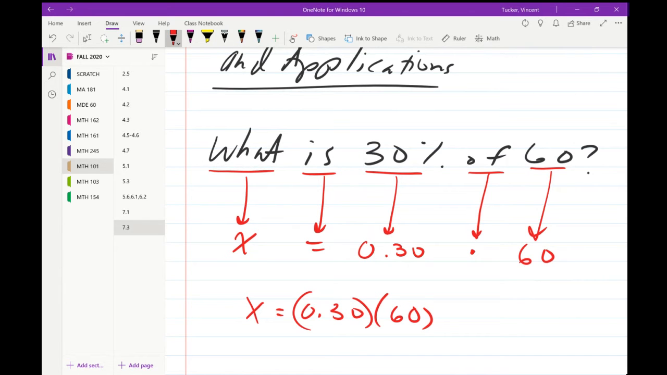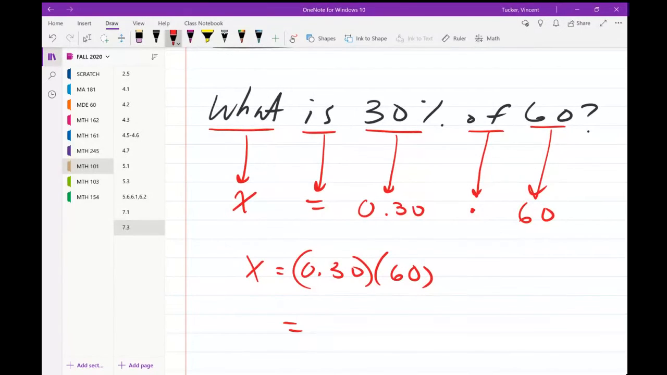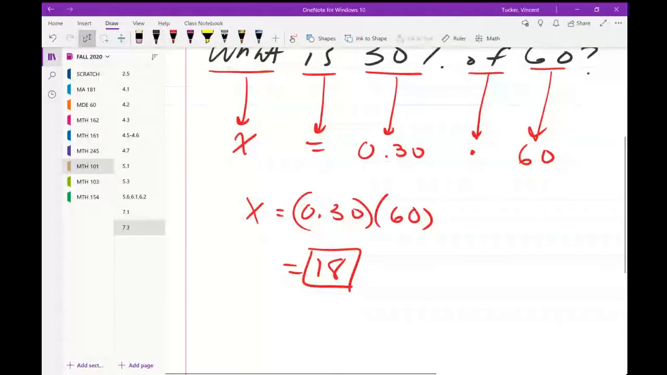All right, any problems with the setup before we finish it off? 0.3 or 0.30 times 60 is 18. So 18 is 30% of 60. So if you keep with that process and then solve accordingly, you should be all right.